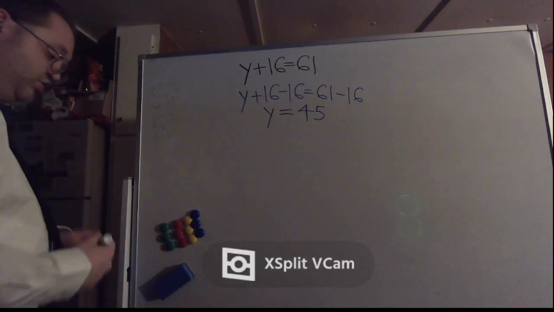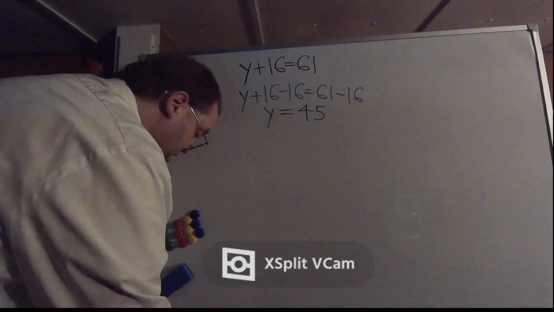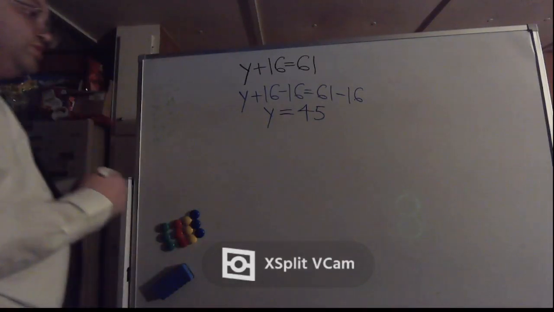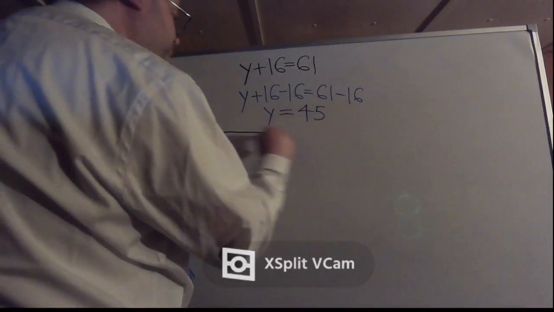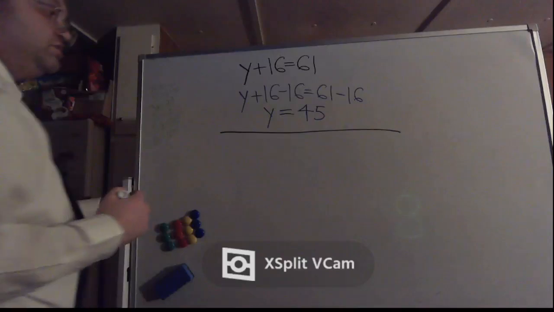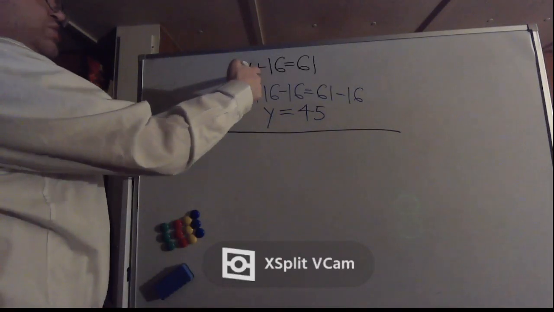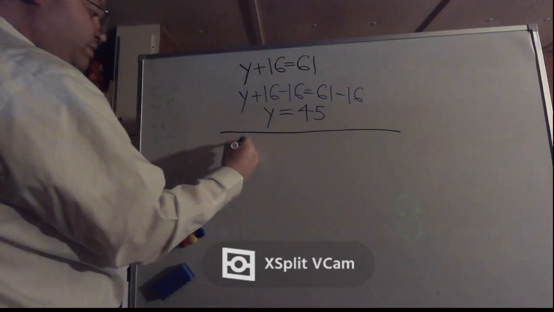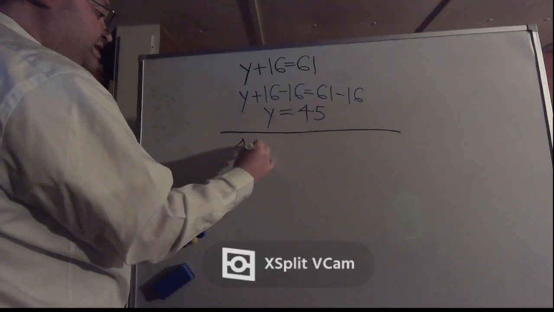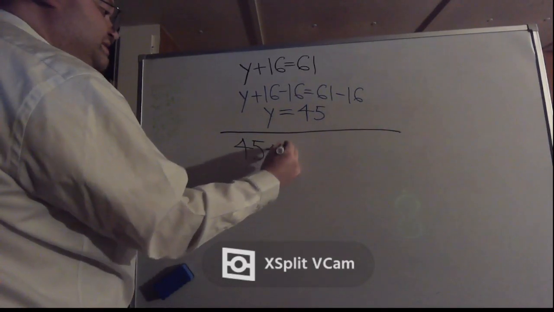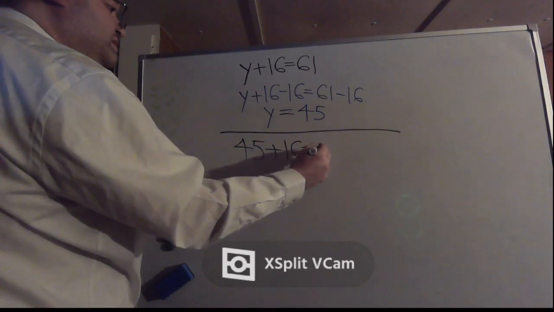But for good measure, I'll use brown here. For good measure, let's do a check of it. So in the original equation, put in 45 for where y is. So we'll have 45 plus 16. Let's see if it equals 61.